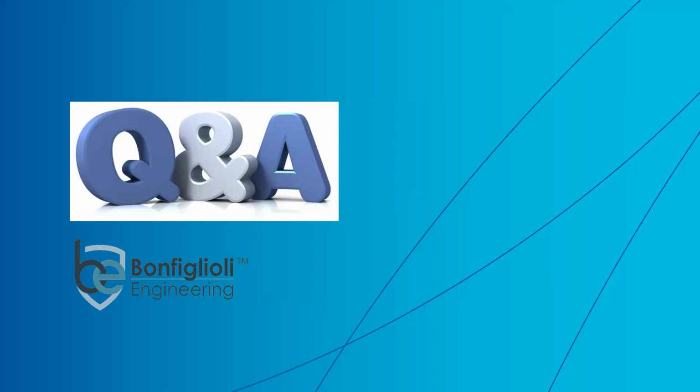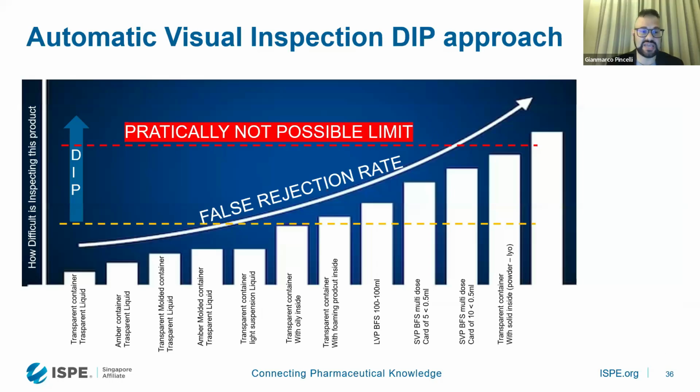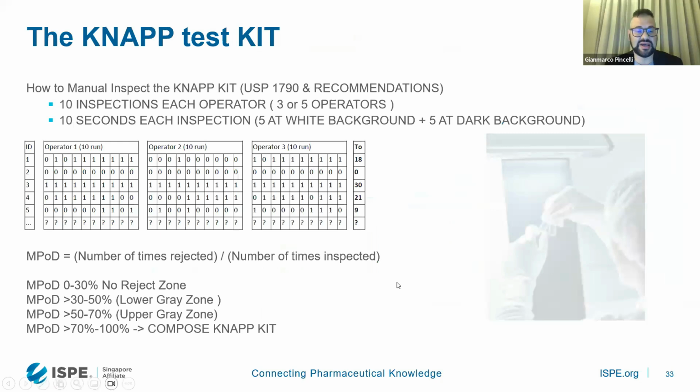How can we know? Exactly in the same way I said during the presentation. In the NAP test kit, you have all the defect containers, so containers with particulate inside that were rejected by the operator at a certain POD. So you have a container that is rejected 86% of the time by human inspection, a container that is rejected 90%. When you pass the NAP test on the machine, you have exactly the same behavior.